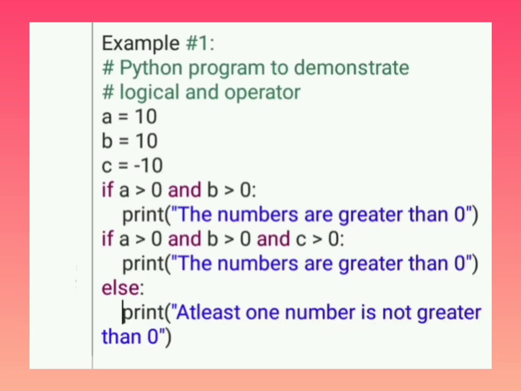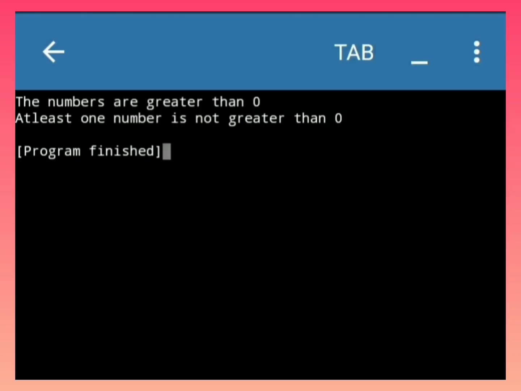Example: a is equal to 10, b is equal to 10, c is equal to minus 10. If a greater than 0 and b greater than 0, print the numbers are greater than 0. If a greater than 0 and b greater than 0 and c greater than 0, print the numbers are greater than 0, else print at least one number is not greater than 0. We get the output as the numbers are greater than 0, at least one number is not greater than 0.